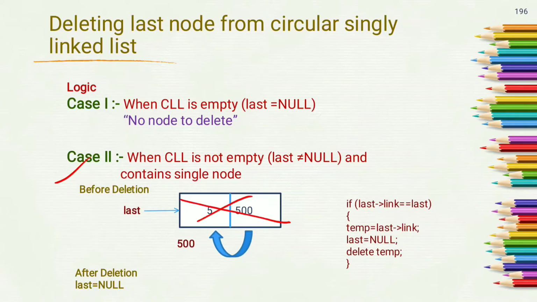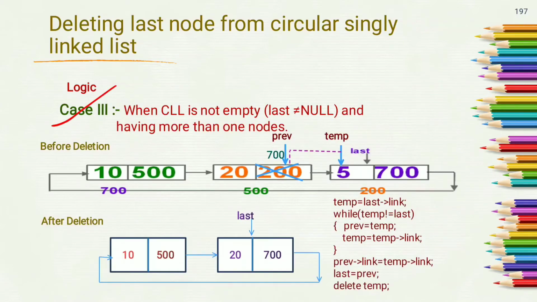When we delete this node, the circular linked list will become empty. For that we have to store null value into last pointer. So after storing last equals to null, we delete this node by writing delete temp. So after deletion, value of last is equals to null. Case 3 is when circular linked list is not empty, that means value of last is not equals to null and having more than one nodes.